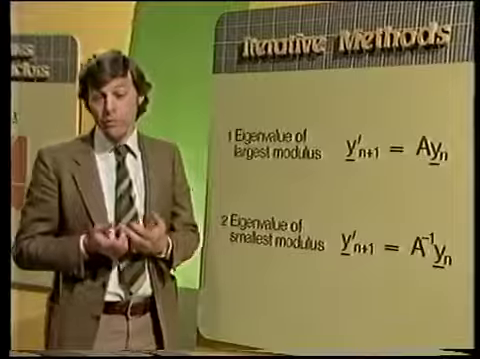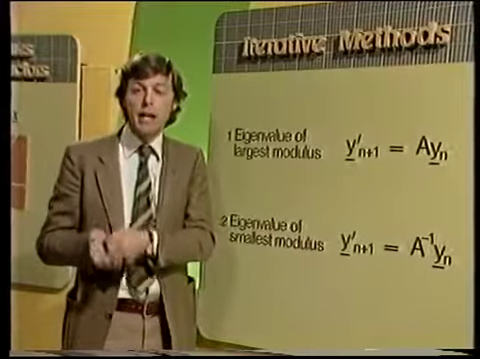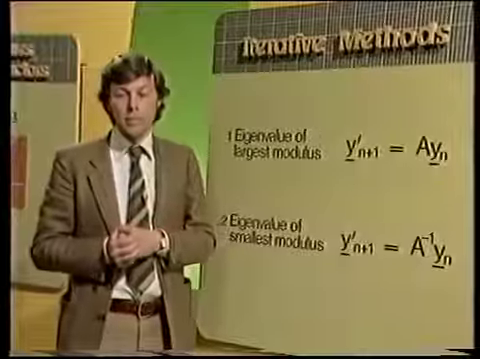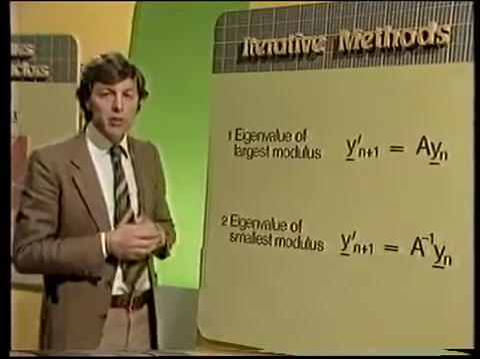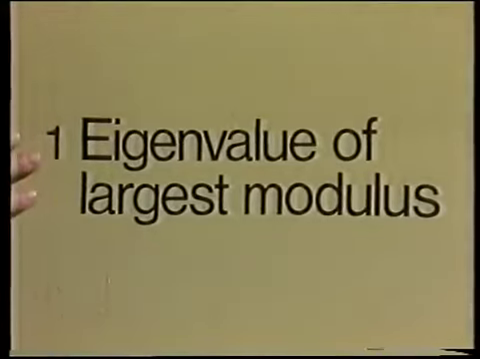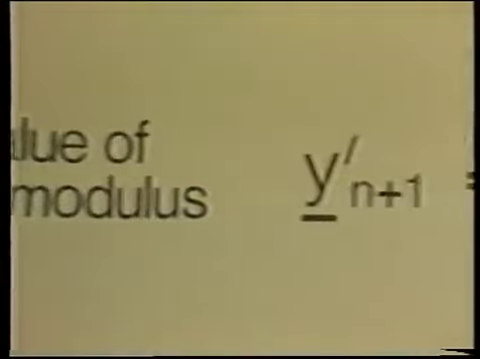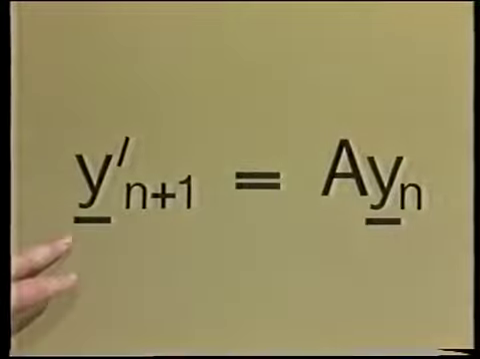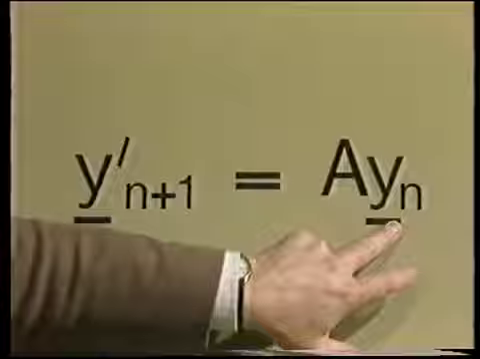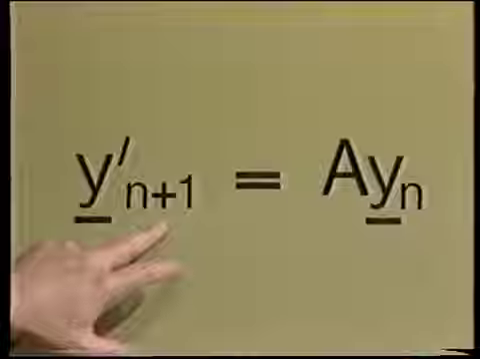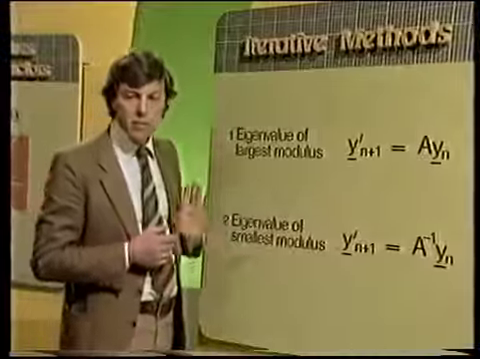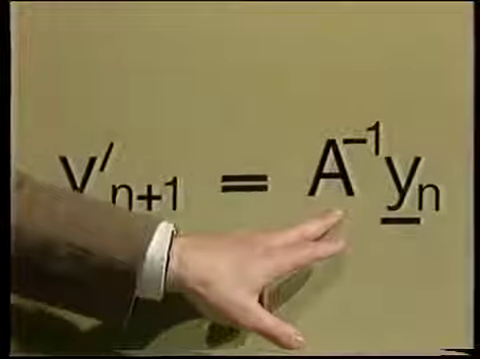So there's a method, in fact two methods, for finding eigenvectors and eigenvalues, provided that the eigenvalues are real and not equal. For the eigenvalue of largest modulus and its associated eigenvector, we use the scheme here. We take a starting vector, apply the matrix A to it, get a new vector y dashed. Then we scale that vector and use that again for the next y, and repeat the process. And for the eigenvalue of smaller modulus, we use the same scheme, but based on the inverse matrix A to the minus 1.